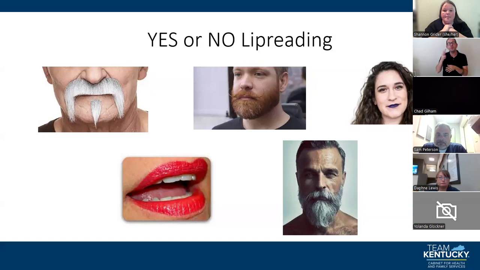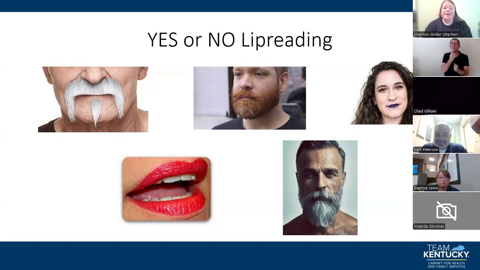Mm-hmm. The third one on the top row, the female with curly brown hair and kind of a blue or maybe black dark lipstick. Do you think that that would be easy to read? Absolutely. You got the colored lips, and it begs for attention. You know what I mean? Okay, I see what you're saying.